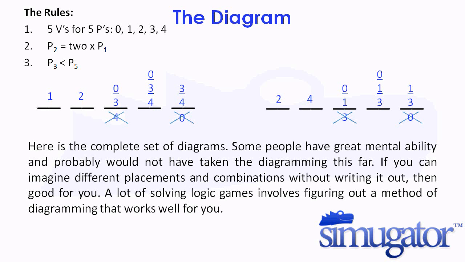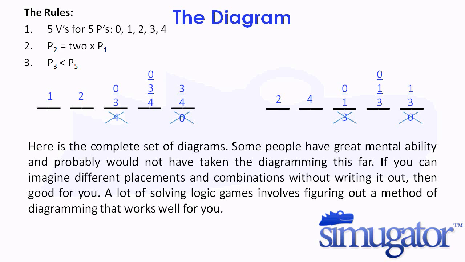I basically just made a little slash where, if multiple numbers can go in that slot, I list them. Now, some people have a great mental ability and probably wouldn't have taken it this far. So if you can imagine in your mind the different placements and combinations and how things would work without writing it out, that's very good for you.